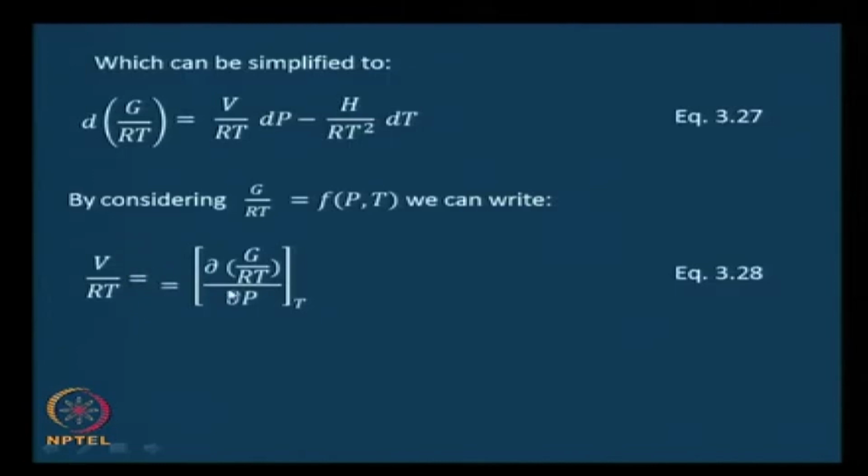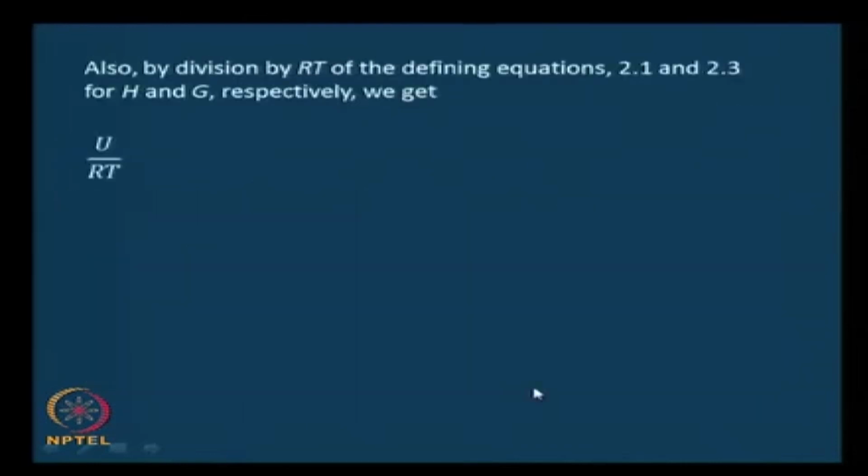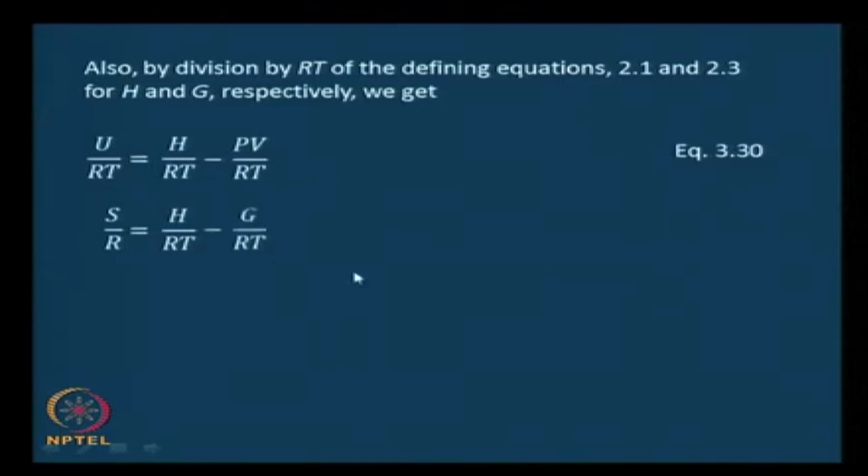Here, if we have G by RT, V by RT is nothing but dou P of G by RT at constant temperature. H by RT was nothing but minus T dou T of G by RT at constant pressure, and also U by RT was H by RT minus PV by RT, and S by R equals H by RT minus G by RT. We are not looking at A because we may not need it extensively in this course, but of course you could write A too, that is not a problem.